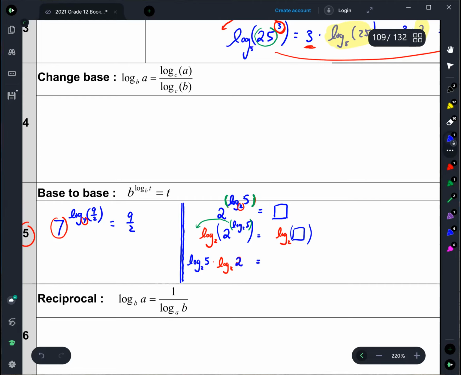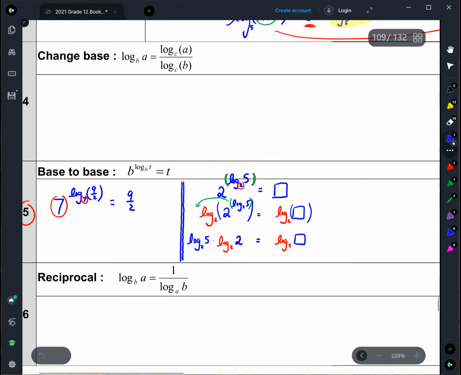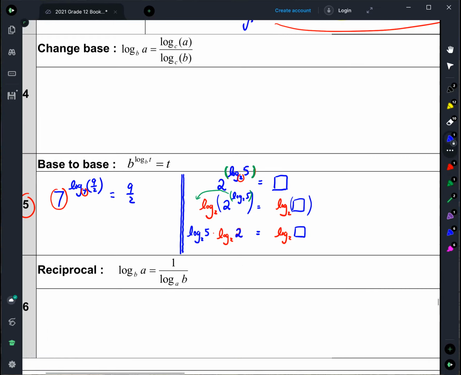Okay, right side, nothing happens. It still stays as log base 2 of the box, the mystery number. Okay, can you raise your hand after you write this down?